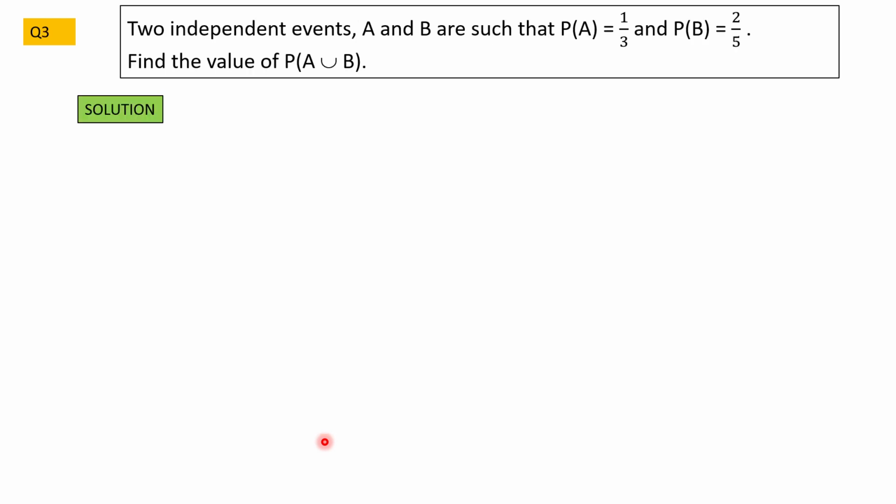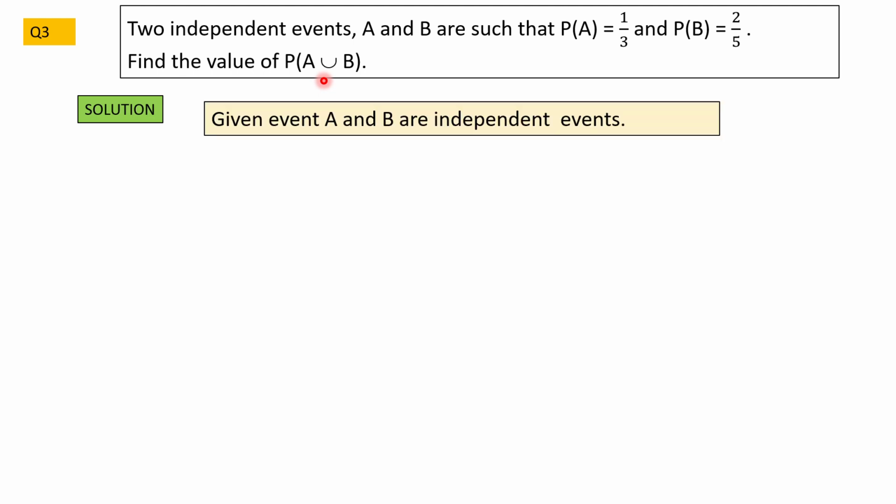Okay, question 3. Two independent events A and B are such that probability A equals 1 over 3 and probability B equals 2 over 5. Find the probability of A union B. Now, here remember you are given that events A and B are independent events. Therefore, we can find the value for probability of A intersect B, or probability A and B, using the formula probability A times probability B.